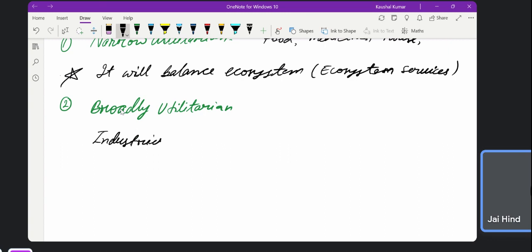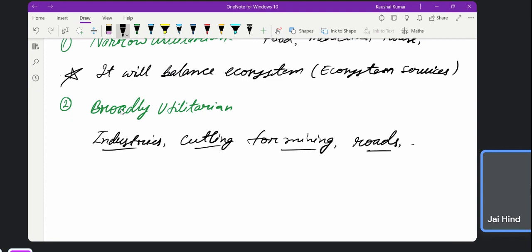cutting of trees for mining, for making roads, for other purposes, for crops. So many will be there. Just industries, cutting the trees for mining, roads and all. So that is the broad utilitarian.